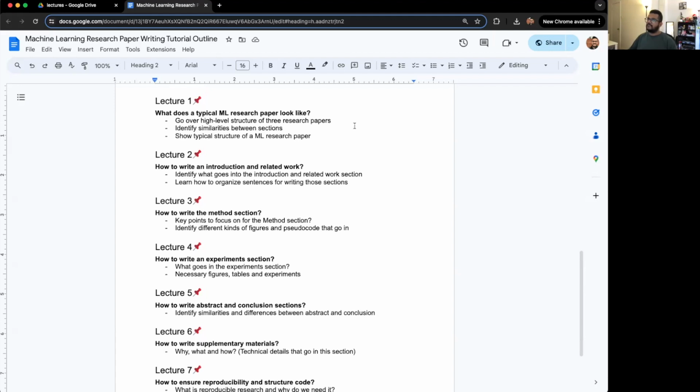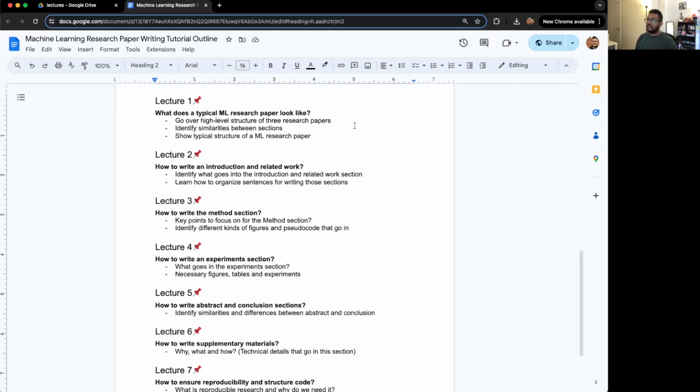Here's the outline for the series. In the first one, we will go over what a typical ML research paper looks like. We will see the high-level structure of 3 papers and identify the similarities between them. Finally, we will come up with a structure of a machine learning research paper. After that, we would learn how to write an introduction and related work by identifying what goes into these sections and how to organize the sentences to write those sections.